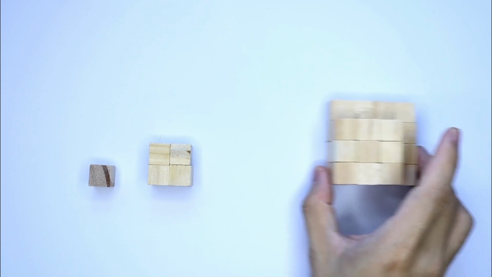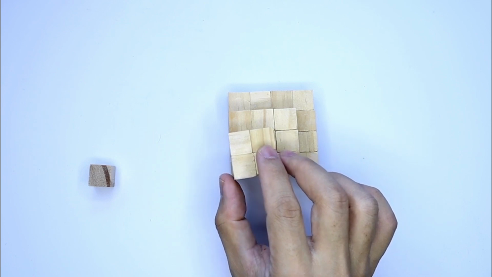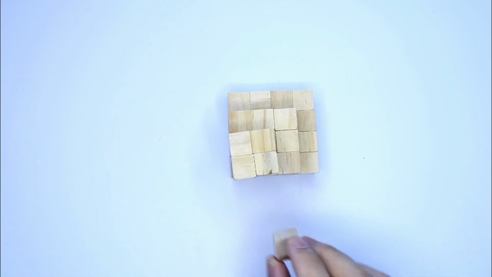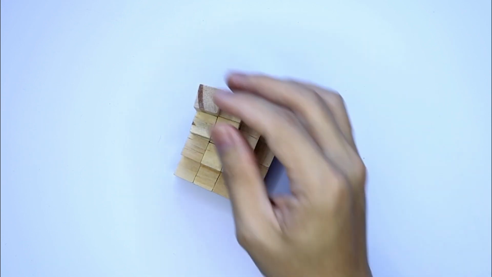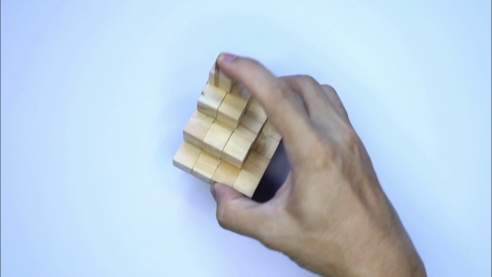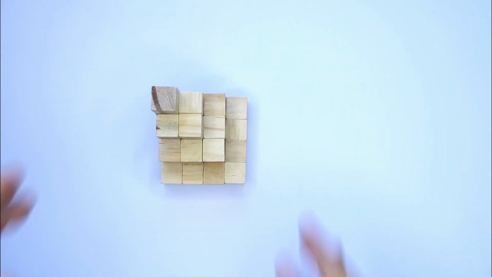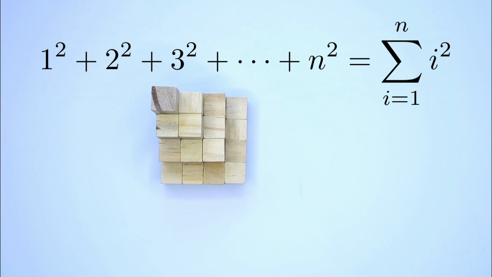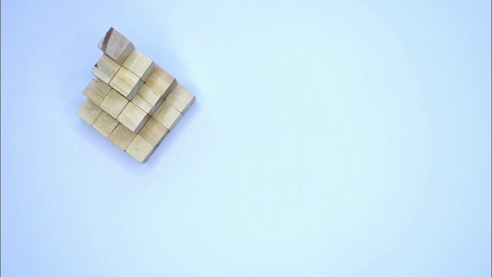To represent the sum of squares, I will put them together like this. So pinapatong ko siya to form like 1/4 of a pyramid. This stack of blocks will represent the sum of squares from 1 squared plus 2 squared plus 3 squared all the way hanggang kay n squared. And keep in mind na pwede natin itong isulat na summation from i equals 1 to n ng i squared.